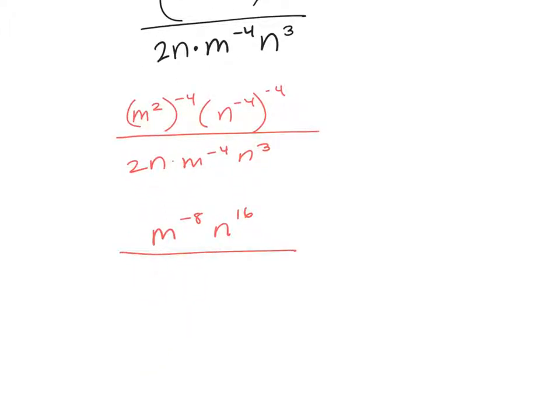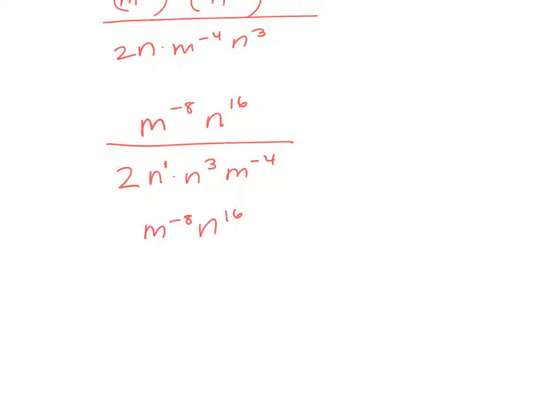divided by 2 times n, and I'm going to change the order of this, times n cubed times n to the negative 4th. That way we can see our n's next to each other. And I can go ahead and combine these right here. I know that this has an understood exponent of 1. And I'm going to add those exponents. Whenever we're multiplying and they have the same base, we're going to add the exponents. So we have n to the 4th.